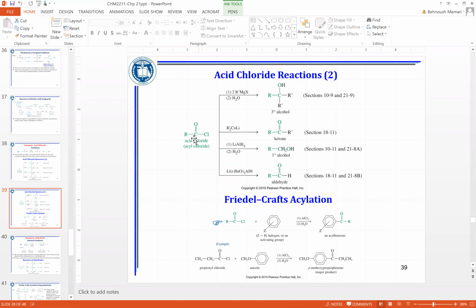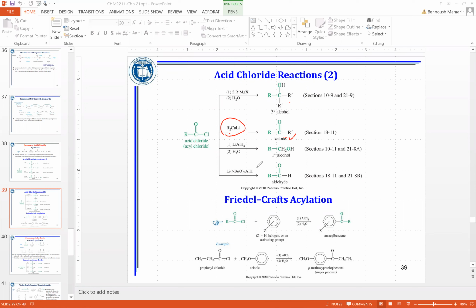This is just a summary of the reactions. Acid chloride plus 2 moles of Grignard would give you tertiary alcohol. Acid chloride plus a Gilman reagent would give you ketone. We learned that in chapter 18 as well. The Gilman reagent, R2CuLi, is milder than the Grignard. So only 1 mole of this is going to react and your final product is going to stay as ketone. But if you have Grignard, it will go all the way to tertiary alcohol.